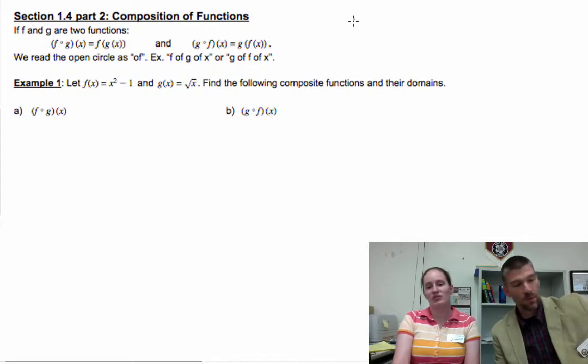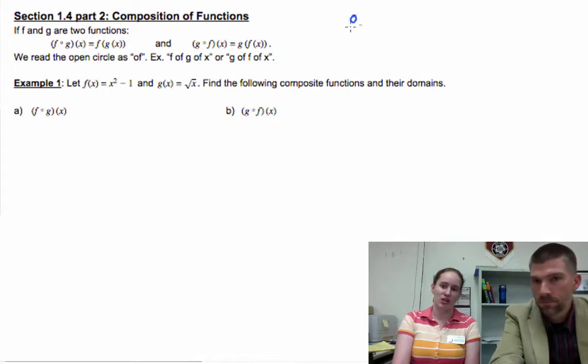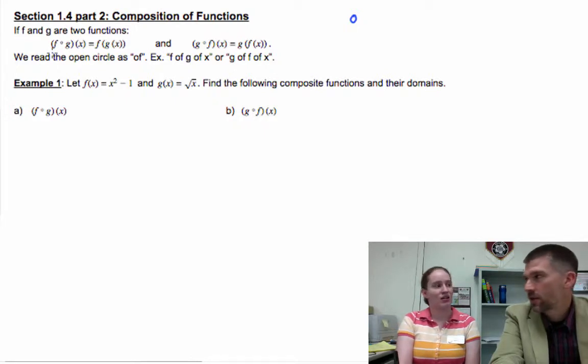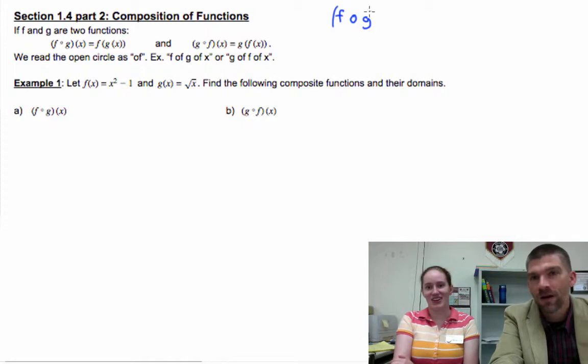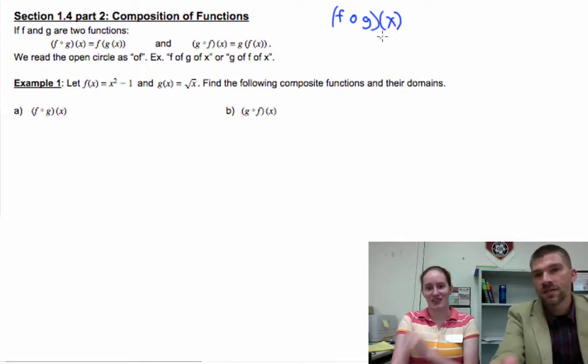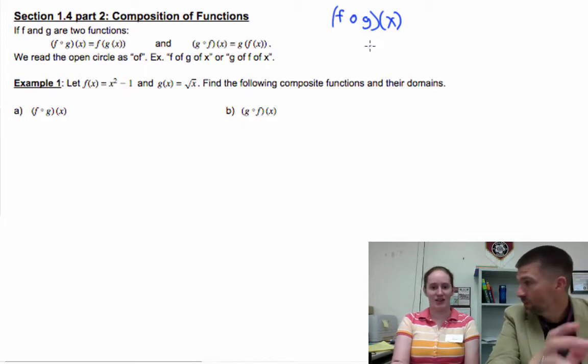So the way we represent the composition of functions operation is with an open circle. A closed dot would be multiplication, but an open dot is composition. And we look at it like this. It's like you're looking at a fog, especially whenever I write it. Look, it's fog of x. This is not fog times x either. Like puppies, we want the puppies to live. It's not fog times x.